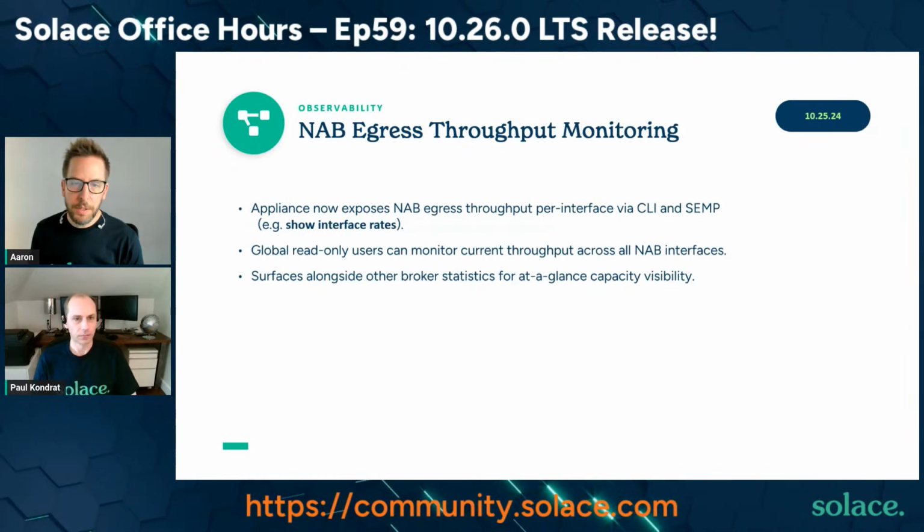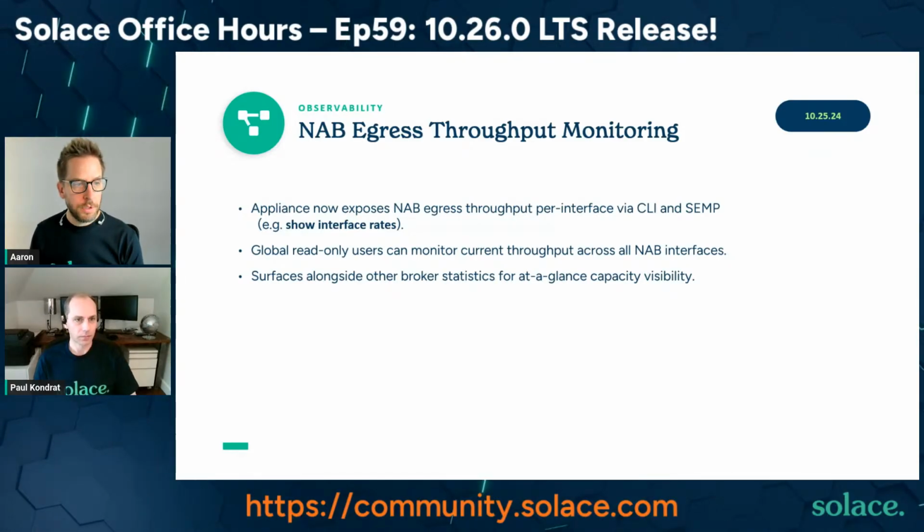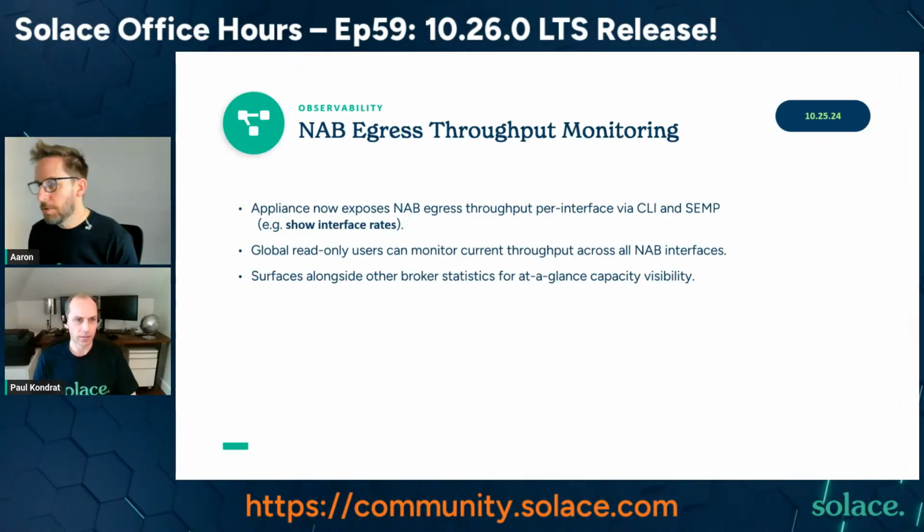Those that might know, our biggest NAB is 8 by 10 gig. So 8 ports. And we now expose a new SEMP and CLI show command, show interface rates, that will report on a per interface basis. So per port, is it byte rates only, or is it message rate? Probably byte rate only, because it's at the layer 3, right? I believe it's byte rate only. Yeah, I would assume so.